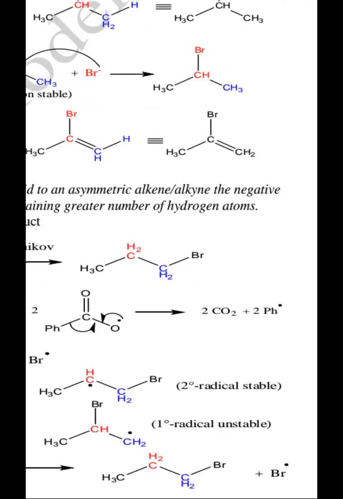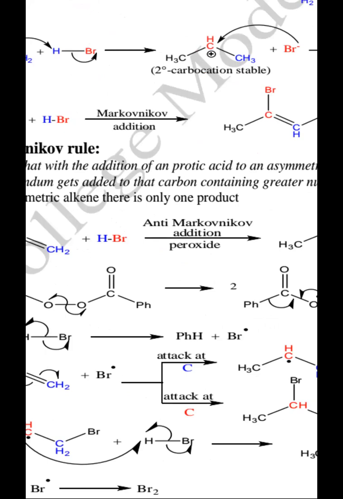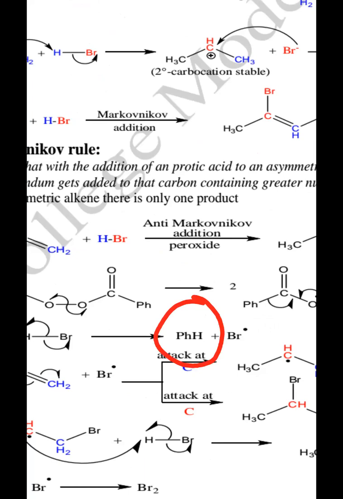This phenyl radical then further, in the second step, goes and reacts with an HBr, abstracting a proton and creating a bromine radical. After abstraction of the proton by the phenyl radical, it becomes benzene. PhH is nothing but benzene, and we have got Br dot.